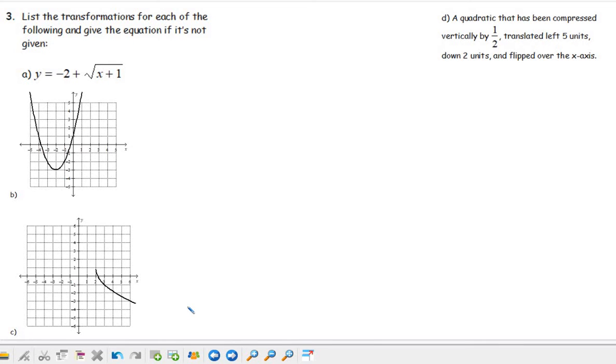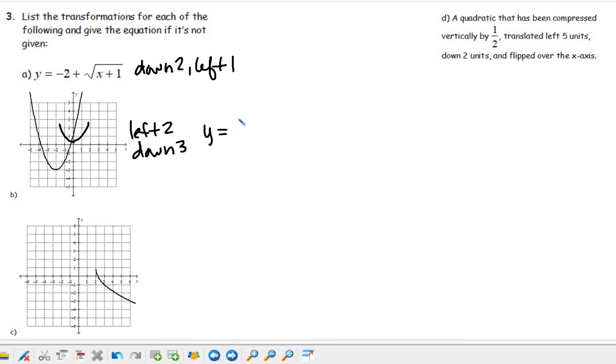Okay, so it says list the transformations for each of the following and give the equation if it's not given. So transformations, this is a square root. So the -2 tells me it went down 2, and the inside is opposite, so it went left 1. So it's a quadratic. Remember, the original quadratic is at the origin, and it's turned up, so it hasn't been flipped. This went left 2 and down 3.